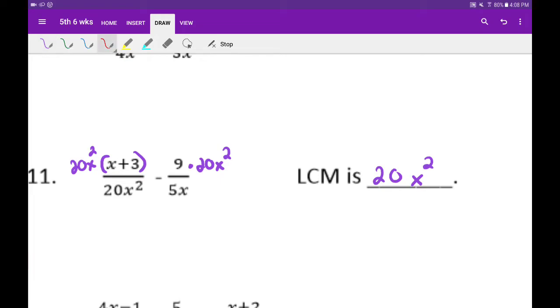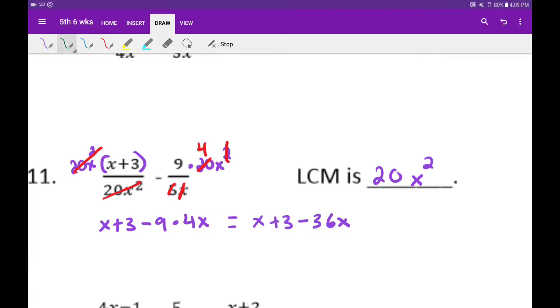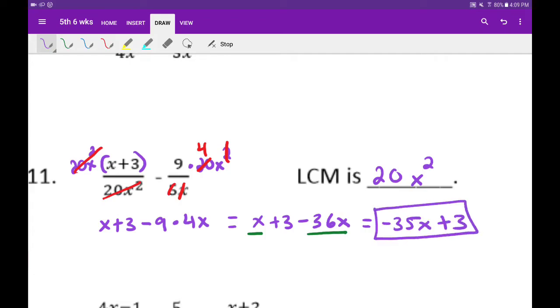Again, before multiplying, let's simplify everything. So the 20x squareds actually end up canceling out. Now the 5 goes into 20 four times, and then the x cancels out one of the powers from the x squared, leaving just a single x. Let's rewrite everything. We get x plus 3 minus 9 times 4x. Let's multiply that negative 9. So we get x plus 3 minus 36x. Then we can combine like terms with x and negative 36x, and we're going to get negative 35x, and then the plus 3 by itself right there.